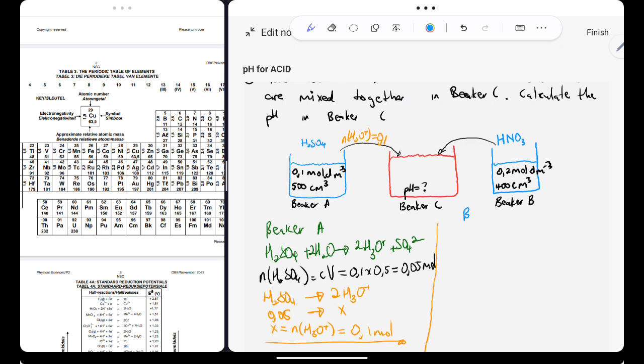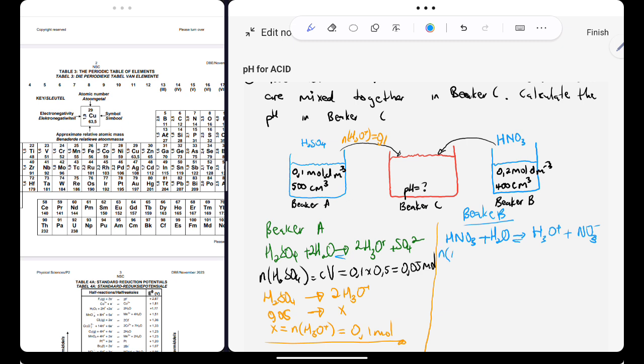In beaker B, rather, the second beaker, I have nitric acid, which is a monoprotic acid. HNO3 plus H2O will give me H3O plus and the nitrate ions. These are reversible reactions.